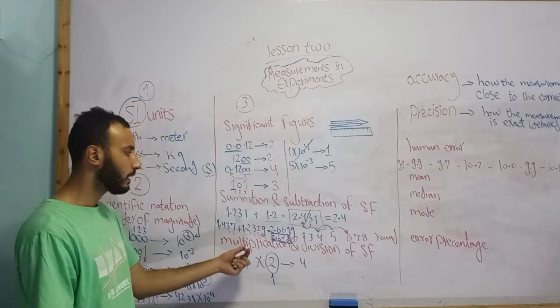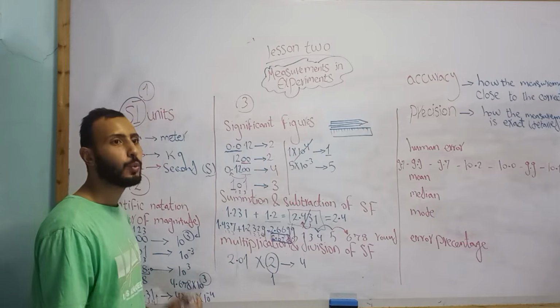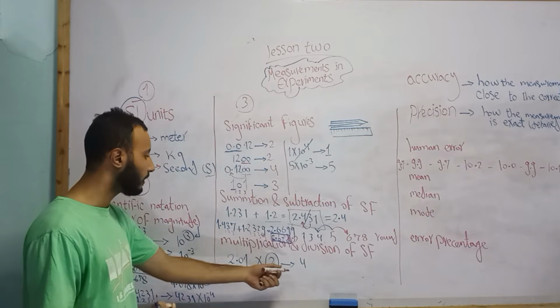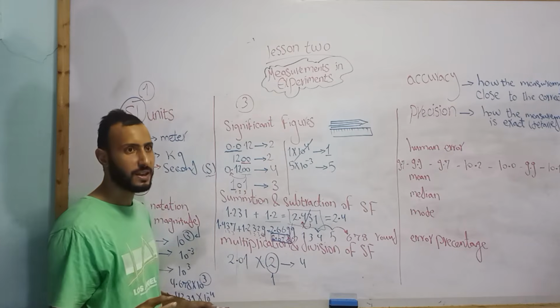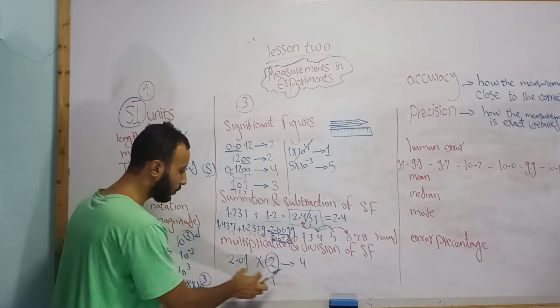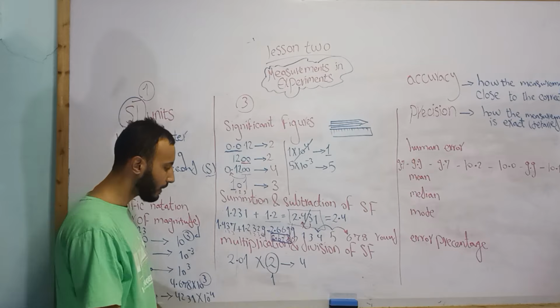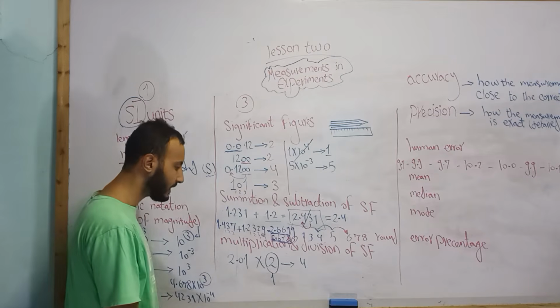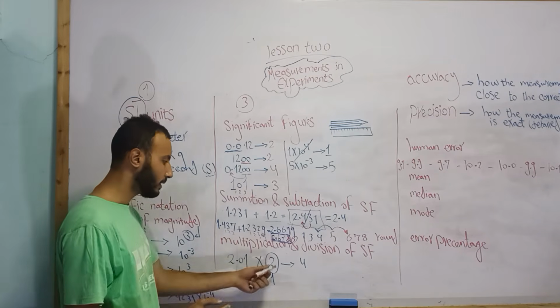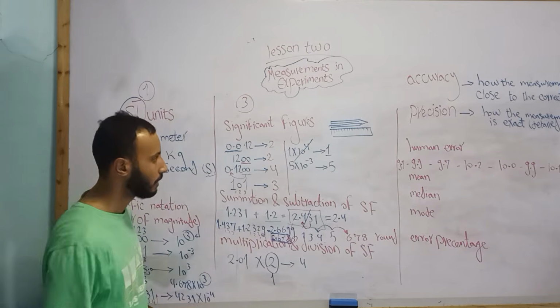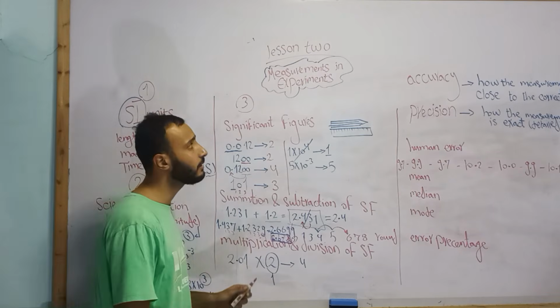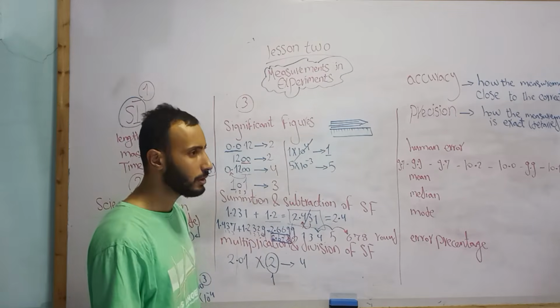Okay? So in multiplication or division, we take the least number of significant figures from the numbers that you multiply with each other, like the 2 and the 2.01. Which number has fewer significant figures? This one. One significant figure, so the answer should have only one significant figure. Okay? And then accuracy and precision.